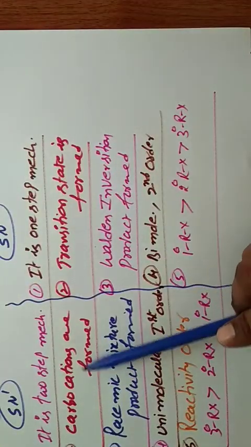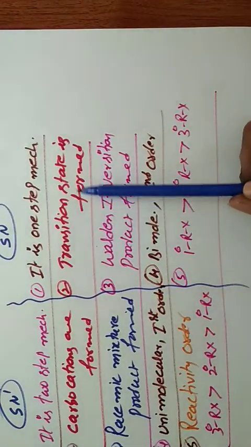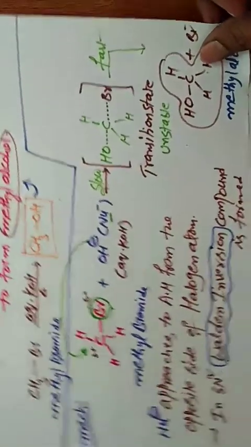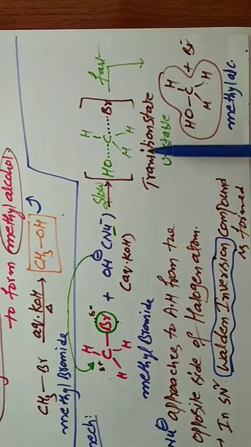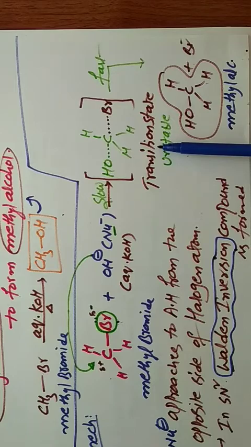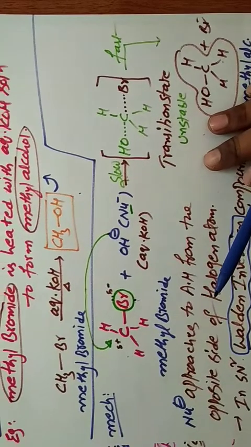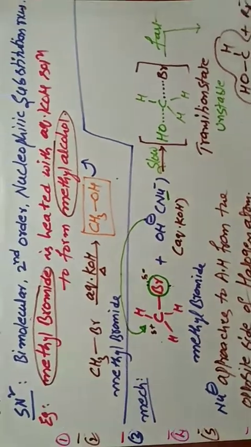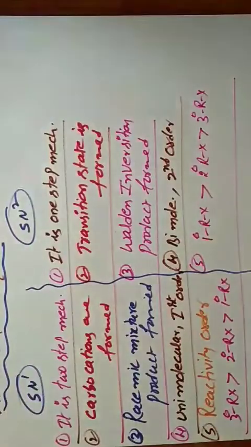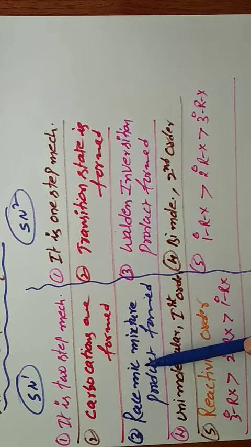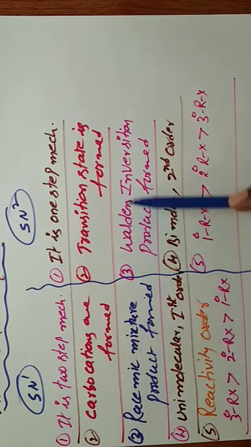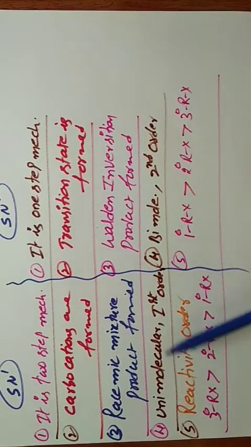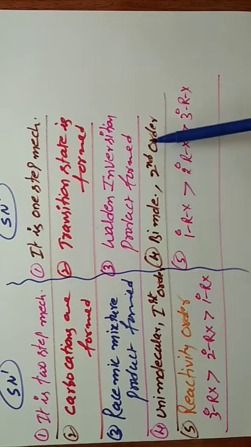So in SN1 carbocations are formed. In SN2 a transition state is formed, as we already discussed. Transition state is possible in the SN2 mechanism. In SN1, racemic mixture product is formed. In SN2, Walden inversion product is formed. SN1 is unimolecular, first order. SN2 is bimolecular, second order.